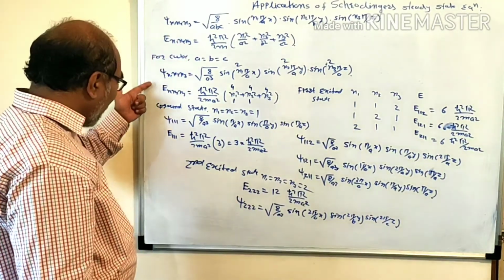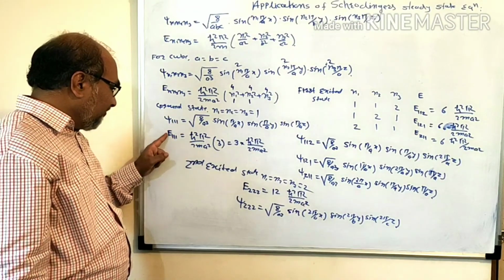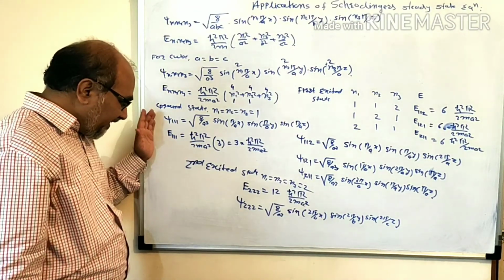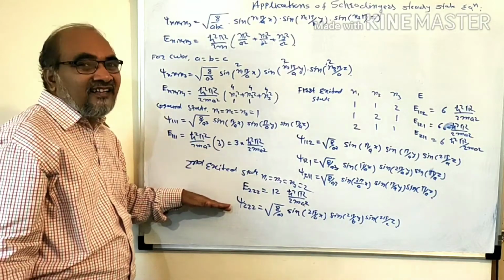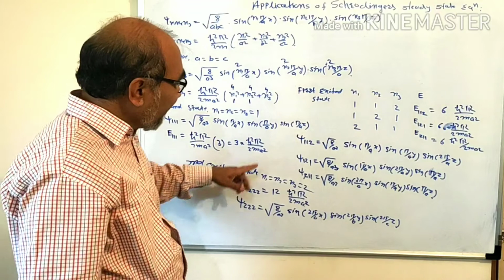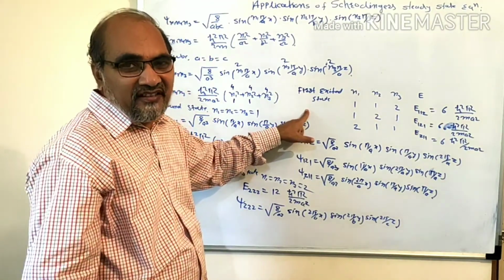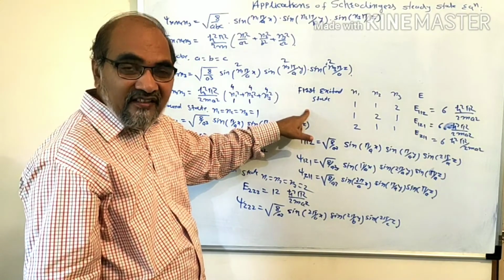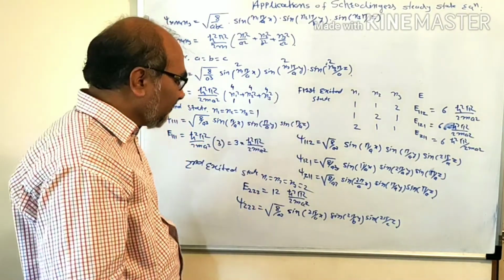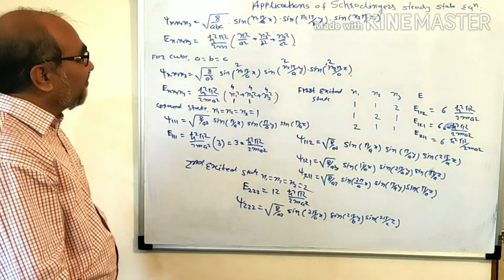The ground state is also non-degenerate here, with psi 111 and E111. So the ground state and the second excited state are non-degenerate states, whereas the first excited state has threefold degeneracy. So this is the conclusion, and this is the concept of degeneracy.